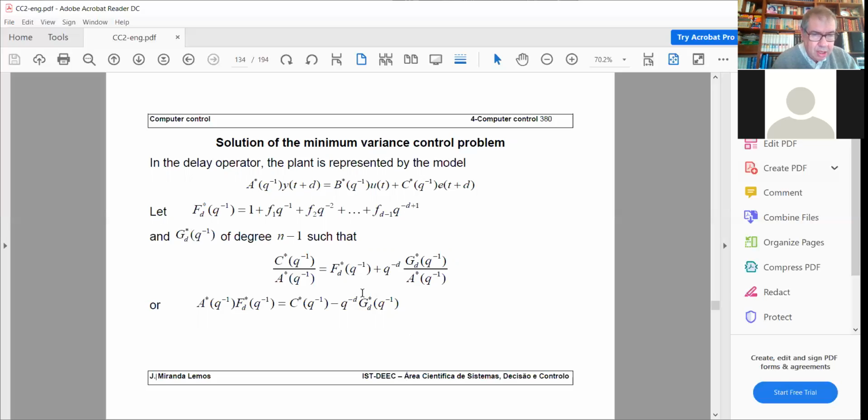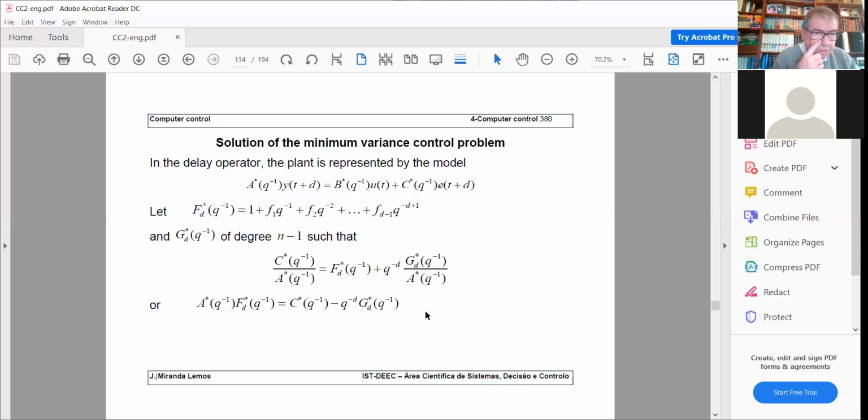Okay. Now, this is just a formula. Although it's a formula that makes us remember the story of prediction. But if you don't remember the story of prediction, just consider the formula. Okay. And if you multiply everything by A, you find that AF is equal to C minus q^-d G. Okay, I'm omitting the stars and the arguments. So I think that these two expressions are equivalent. This is an obvious fact, just algebra.